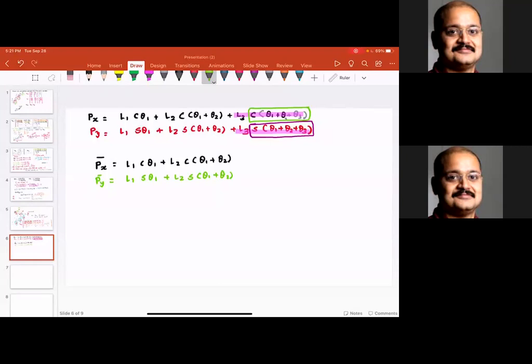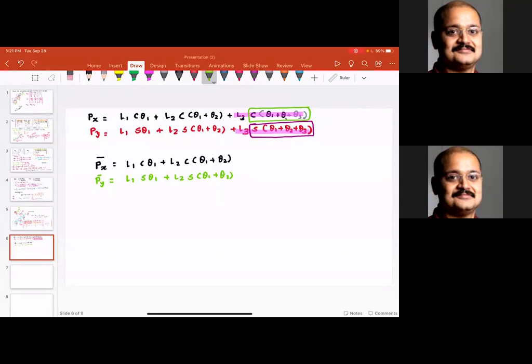So initially Px is known. L3 cosine of theta 1 plus theta 2 plus theta 3 we calculated and subtracted from Px, and that gave us Px bar. Sine of theta 1 plus theta 2 plus theta 3 we got from the rotation matrix, multiplied that by L3 and subtracted that quantity from Py, and that gave me Py bar.